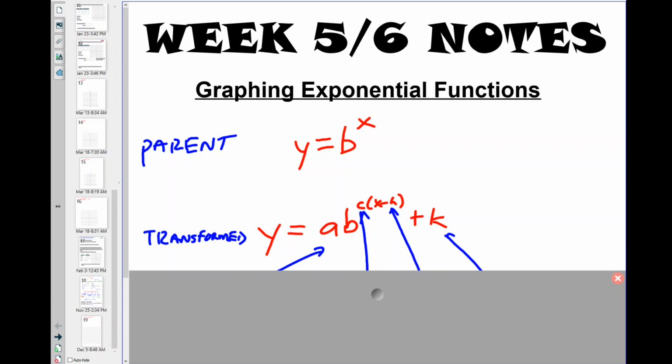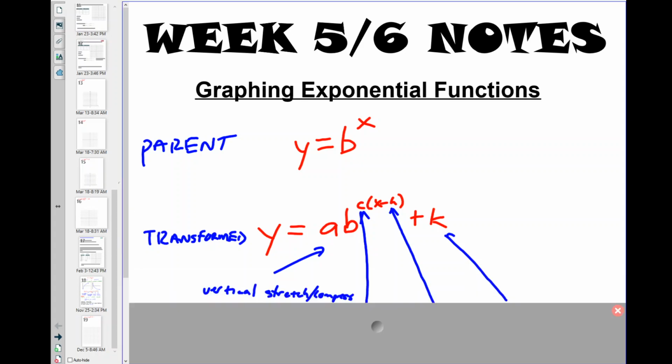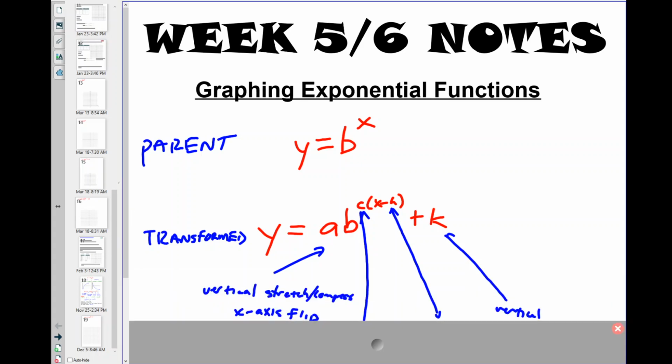And this is now the challenging thing about logs and exponentials, that there isn't just one parent function. They're going to kind of look the same, but you might have a base of 2, a base of 3, a base of 4, a base of 5. The only real rule is that the base has to be positive. We introduced the first day the different names we give according to the different types of bases.